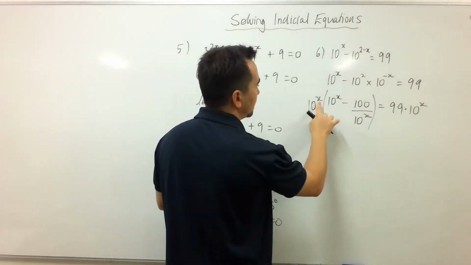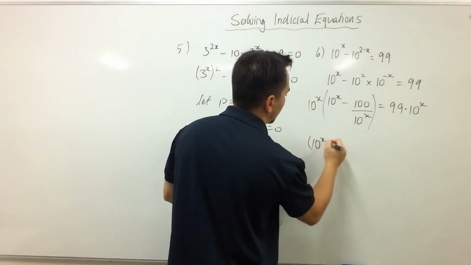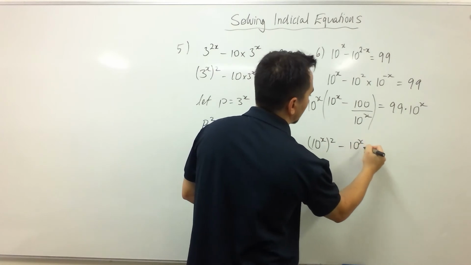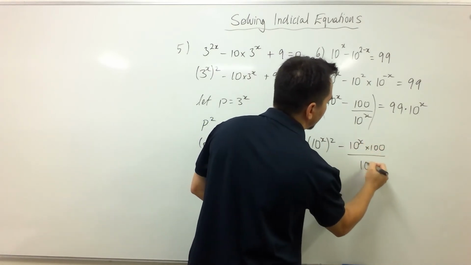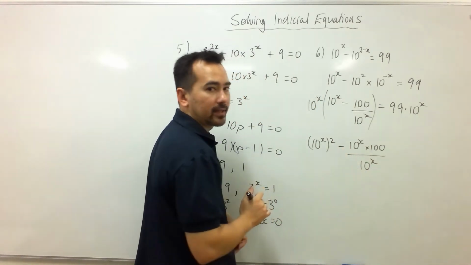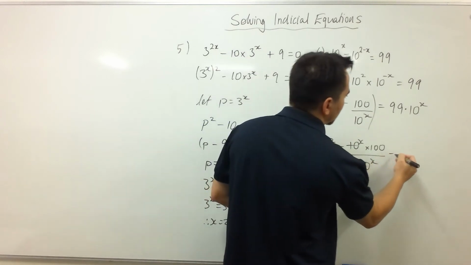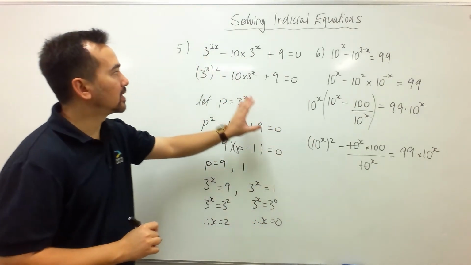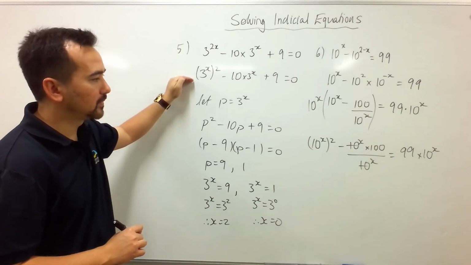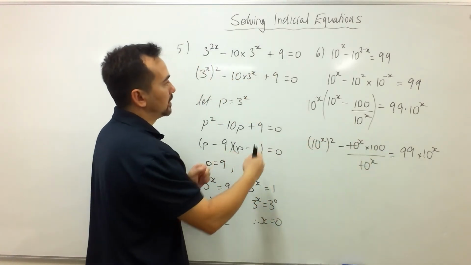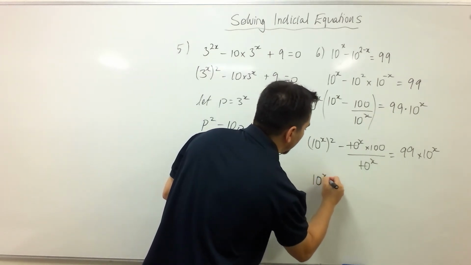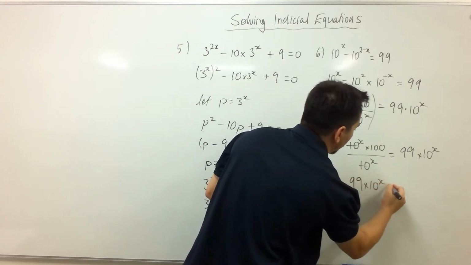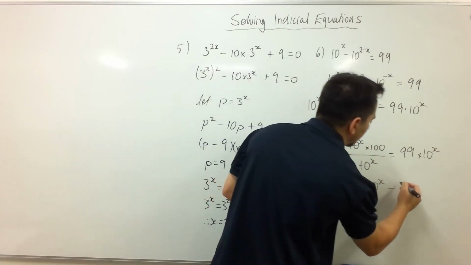So I have 10 to the power x times 10 to the power x is 10 to the power x squared. 10 to the power x times 100 divided by 10 to the power x. What do you think is going to happen there? They'll cancel. Equals 99 times 10 to the power x. So hopefully you can start to see that this line is now starting to look like this line over here. I'm going to move all the terms over to one side and make it equal to 0. So I have 10 to the power x squared minus 99 times 10 to the power x minus 100 is equal to 0.